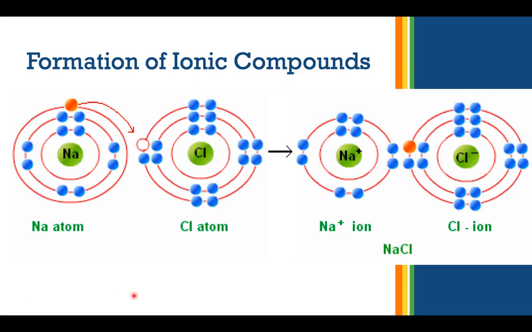Formation of ionic compounds. The sodium atom and the chlorine atom yield a sodium ion and a chlorine ion. This gives us sodium chloride. Notice that just because there is one electron leaving to join chlorine doesn't mean that there is only one electron within the entire structure of sodium. Remember, for valence electrons, we are only looking at the outside, the outermost electrons, okay? Valence electrons are the outermost electrons.